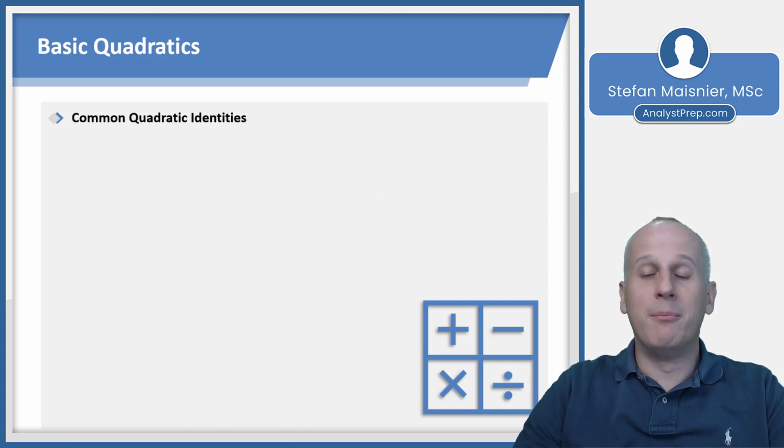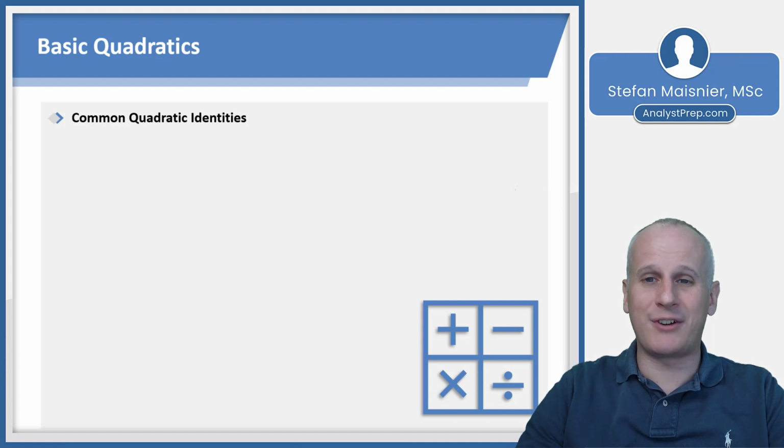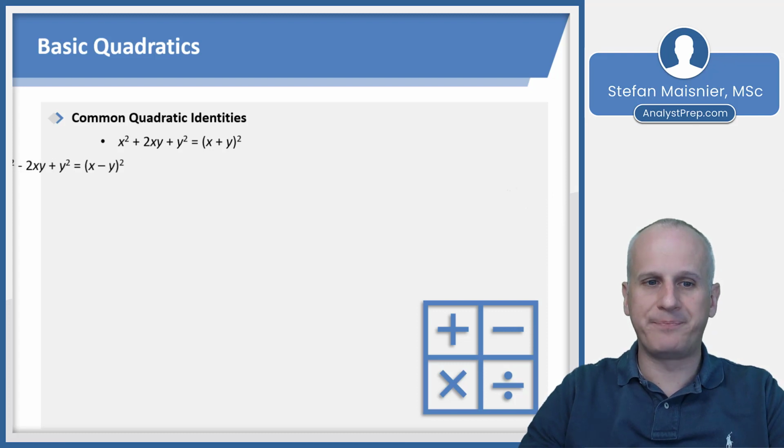Now, the more likely thing you'll encounter on the exam are what are known as the common quadratic identities. These are structures of quadratics that have known factors that you'll probably want to commit to memory. So if you see a quadratic in the form of x squared plus 2xy plus y squared, that is just the binomial x plus y, squared. Because if you expanded that, you'd have x times x, x squared, x times y, 1xy, x times y, another xy, so 2xy, and then y times y is y squared.